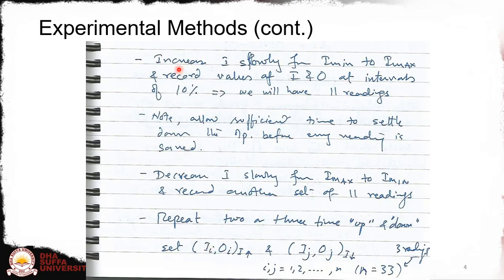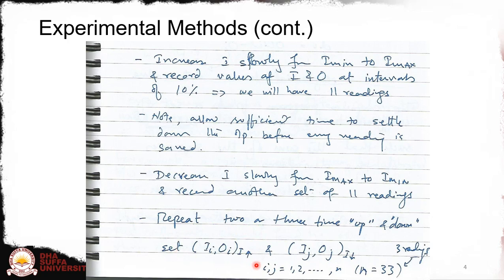So how do we do it? Calibration: increase the input slowly from Imin to Imax, and record the values for the input and output at intervals, for example at 10%, and then we will have around 11 readings. We have to allow sufficient time for the output to settle down before we record the values. Then decrease the input slowly from Imax to Imin, so coming back, and record another set of 11 readings. Repeat the whole experiment up and down 2 or 3 times.